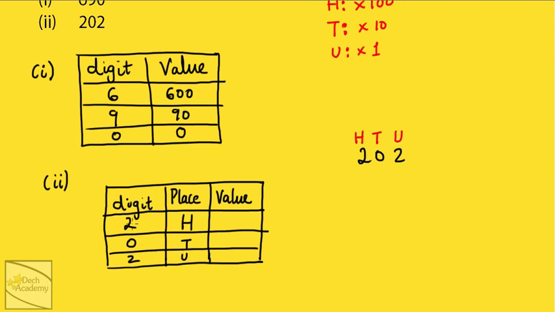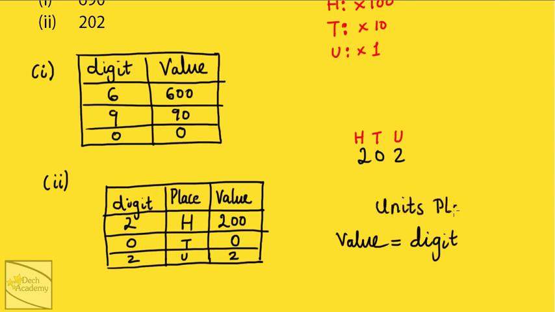To get the value, I know that any digit in the hundreds place has to be multiplied by 100 to get its value. So 2 times 100 is 200. Any digit in the tens place has to be multiplied by 10 to get its value. 0 times 10 is 0. Any digit in the units place must be multiplied by 1 to get its value. So 2 times 1 is 2. As a general rule, if a digit is in the units place, then the value is equal to the digit. So take note of that. Multiplying by 1 is easy.